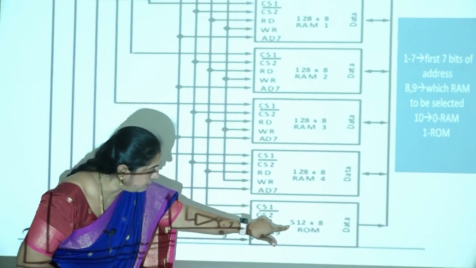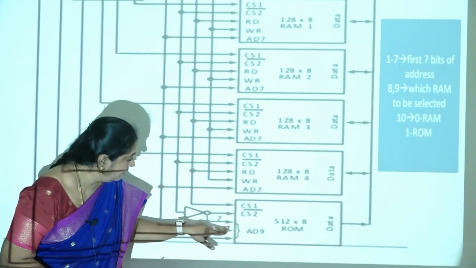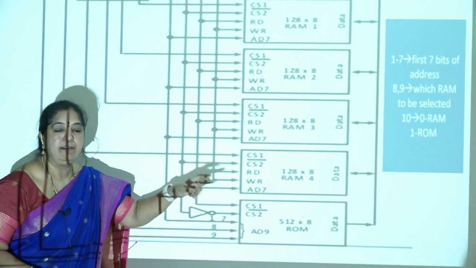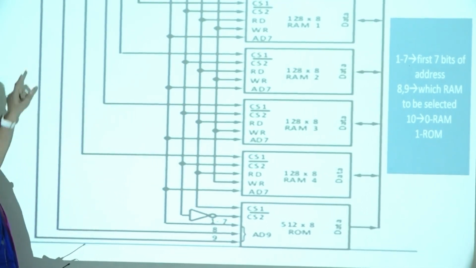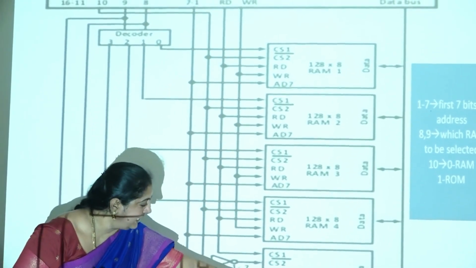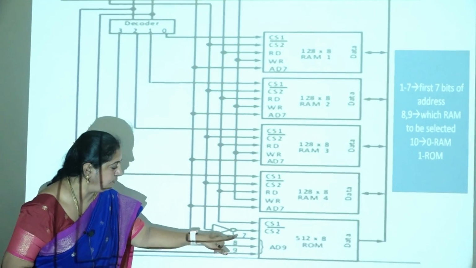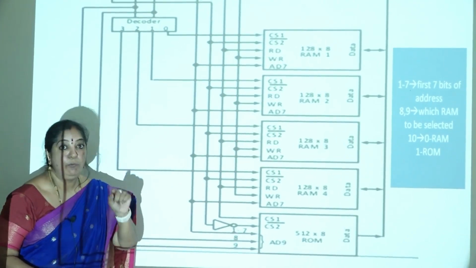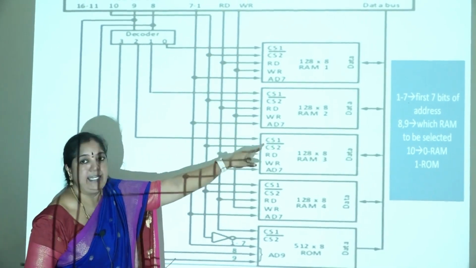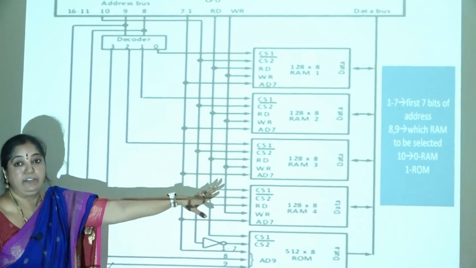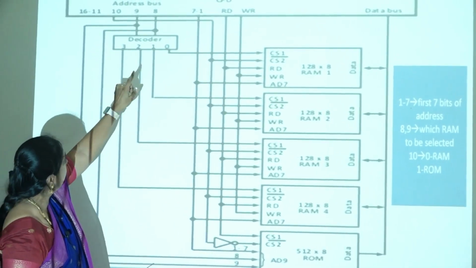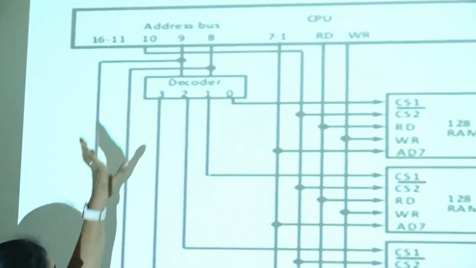So suppose ROM is selected, then the first 7 bits, 1 to 7, we are sending through this, and the last 2 bits, 8 and 9, from this 8 and 9 bit we are sending to this. So this AD9 is a combination of 1 to 7 and 8 and 9 when we are selecting ROM. If we are selecting RAM, it is AD7 only, so 1 to 7 bits are sent to RAM for specifying the address.